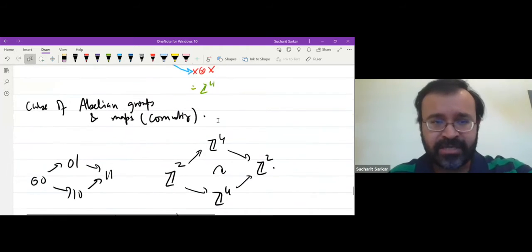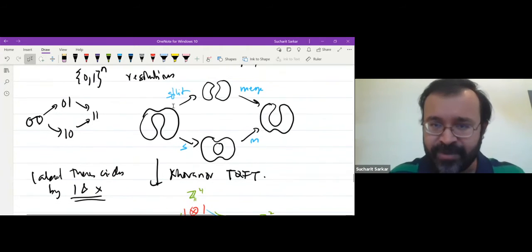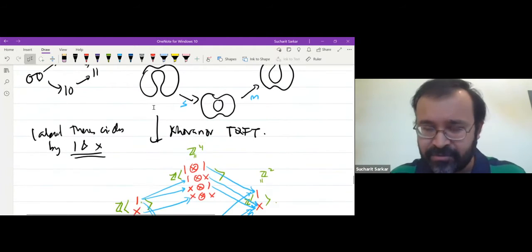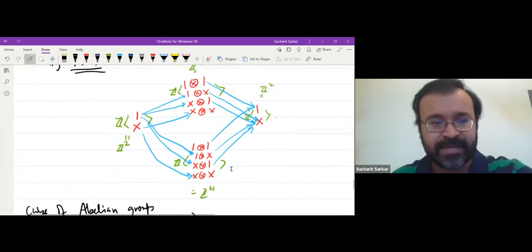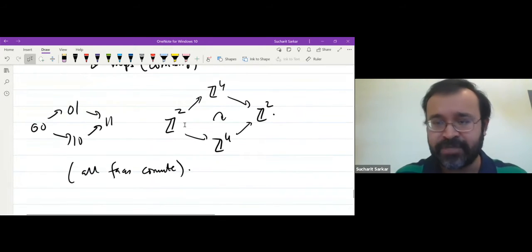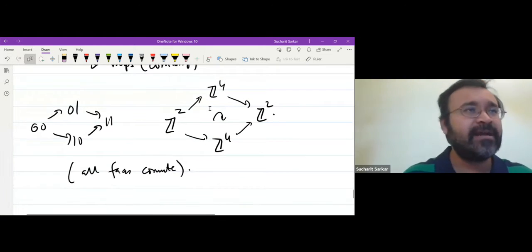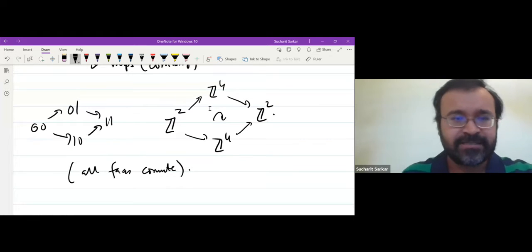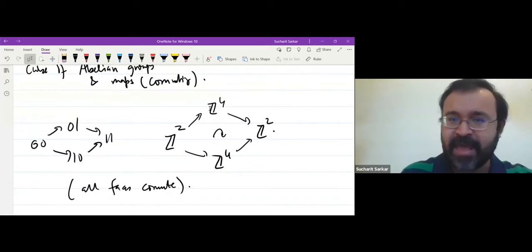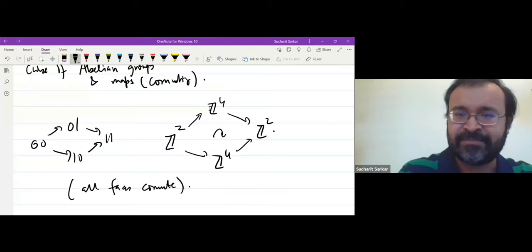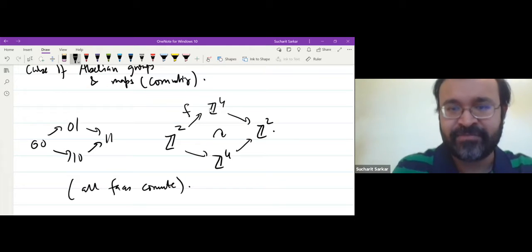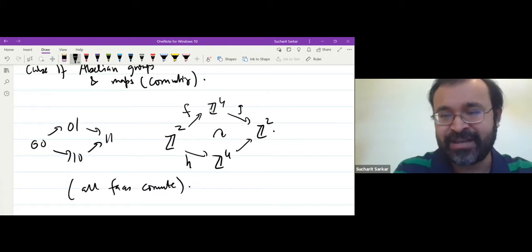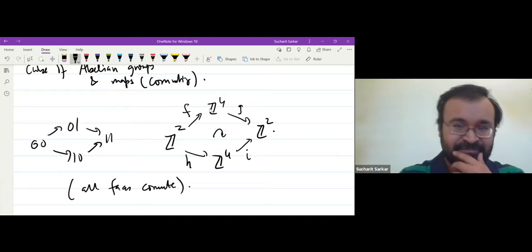Okay, so now he takes this Kauffman cube of resolution, he applies this Khovanov TQFT, and he gets a cube of abelian groups, some sort of a cube of abelian groups like this. And now once you get a commuting cube of abelian groups, let me give names to these maps. I don't really need the names too many times, so let's just give F, G, H, and I as the main names of maps.